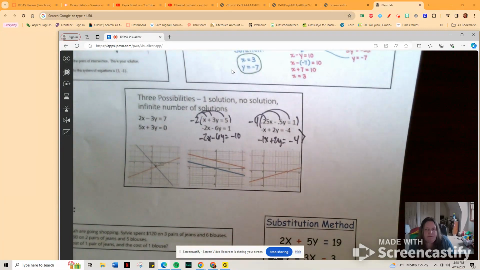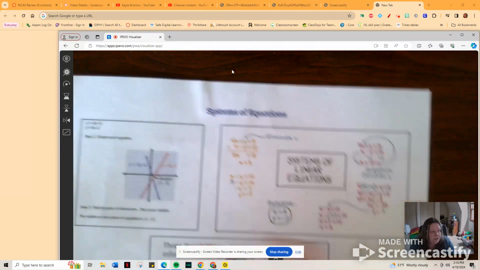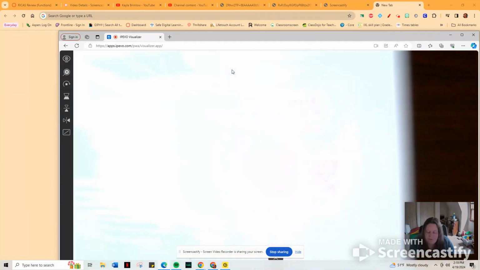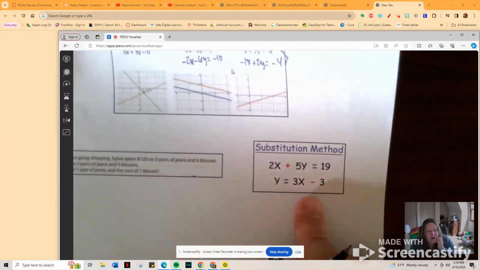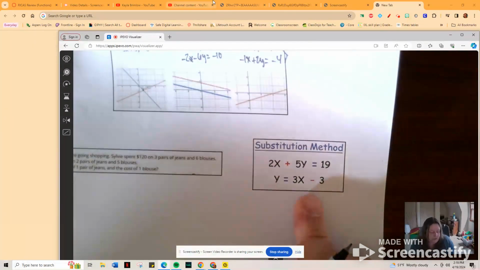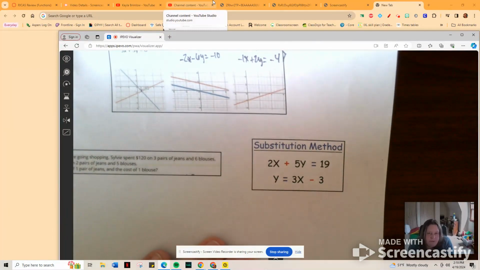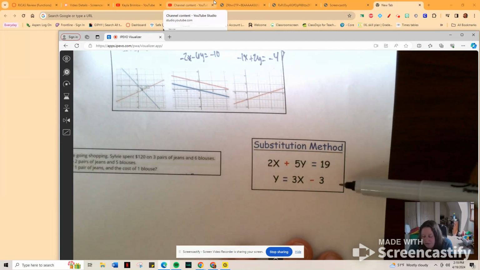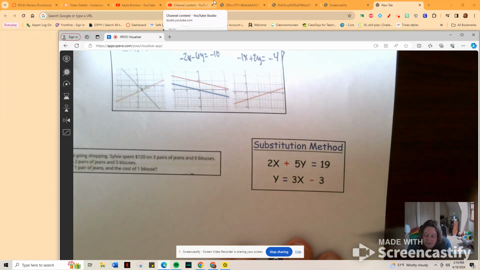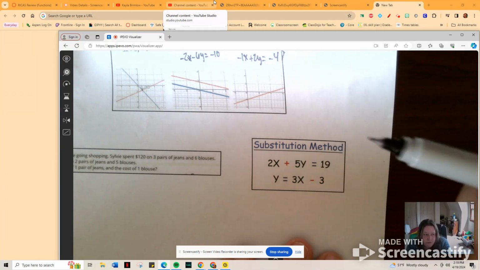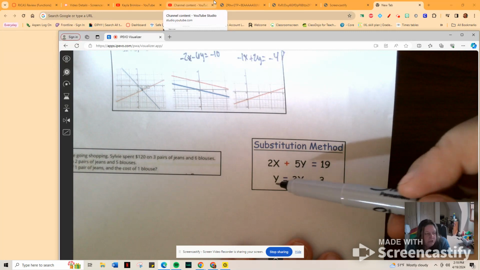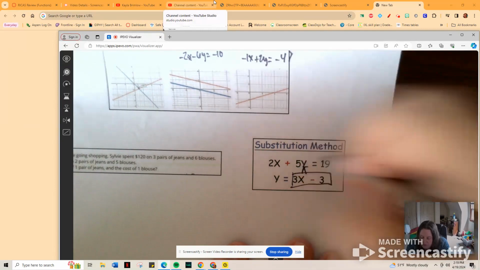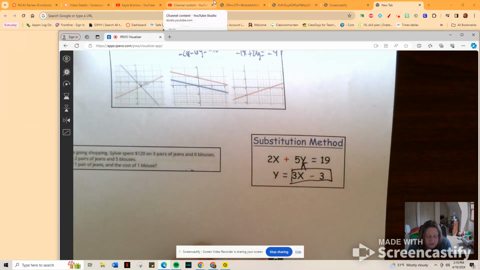When you're solving systems of equations, you have 3 different methods. You have the graphing method, you have the elimination method, which is in this box right here, and then you have substitution, okay? I'm going to do this out, and then we're going to do the you try together. So in substitution, you're replacing one thing with something else. In this case, notice that we have one equation in standard form and one in slope-intercept form. The best time to use substitution is if your system looks like this, where you have one equation solved for one of your variables. So what we're going to do is replace what y equals, 3x minus 3, into the other equation.